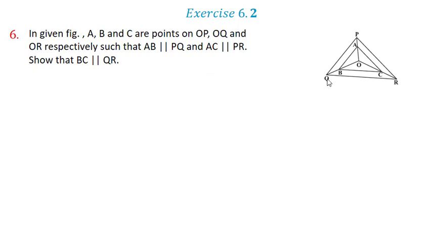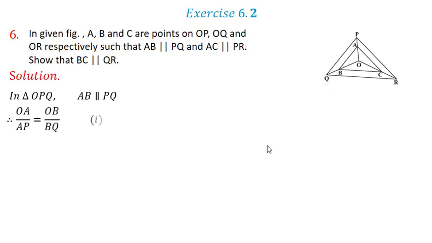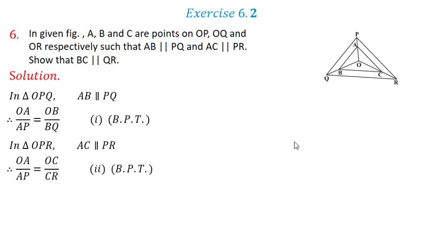In the given figure, A, B, C are the points on OP, OQ and OR respectively, such that AB is parallel to PQ and AC is parallel to PR. We have to show that BC is parallel to QR. Now again, as AB is given parallel to PQ, I can use basic proportionality theorem in triangle OPQ. So in triangle OPQ, by using BPT, I have OA upon AP equal to OB upon BQ. Similarly, in triangle OPR, by using basic proportionality theorem, I have OA upon AP equal to OC upon CR.